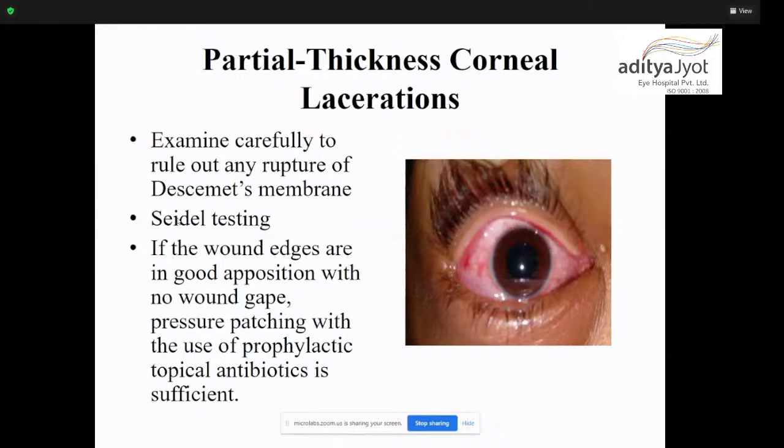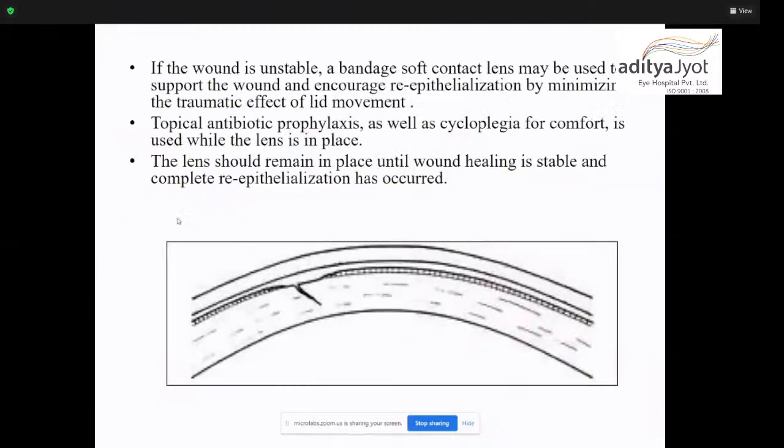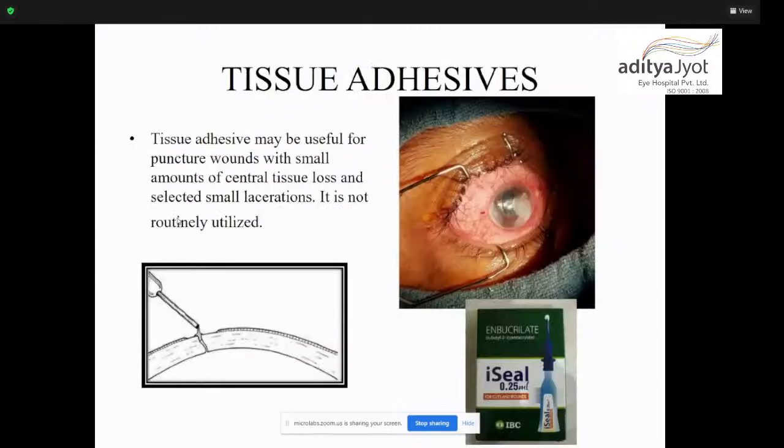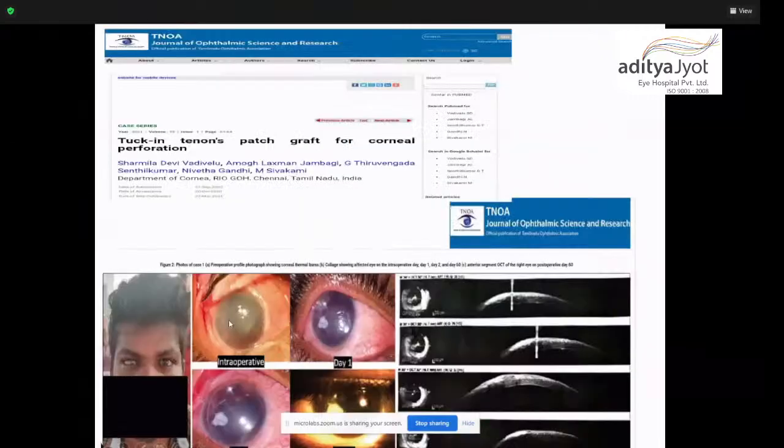If it's a partial thickness, like I told you, you can do a pressure patching, and you can also put the patient on a bandaged contact lens. Always remember, cycloplegics have to be given. Even if there's a small epithelial abrasion, give a cycloplegic, and then the bandaged contact lens should remain in place. We also use tissue adhesives like cyanoacrylate in case of small corneal perforations. If it's a very large perforation, any perforation less than 5 millimeter, now we started doing a tuck and T-notch, and this was published in Tamil Nadu Journal.